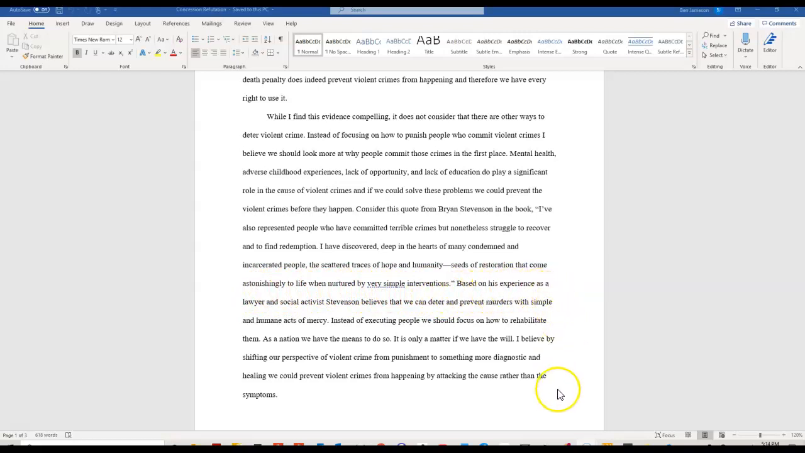Now I'm going to use my analysis, right, to prove why this is true. Based on his experience as a lawyer and a social activist, Stevenson believes that we can deter and prevent murders with simple and humane acts of mercy. Instead of executing people, we should focus on how to rehabilitate them. As a nation, we have the means to do so. It is only a matter of whether we have the will. I believe by shifting our perspective of violent crime from punishment to something more diagnostic and healing, we could prevent violent crimes from happening by attacking the cause rather than the symptoms, right?